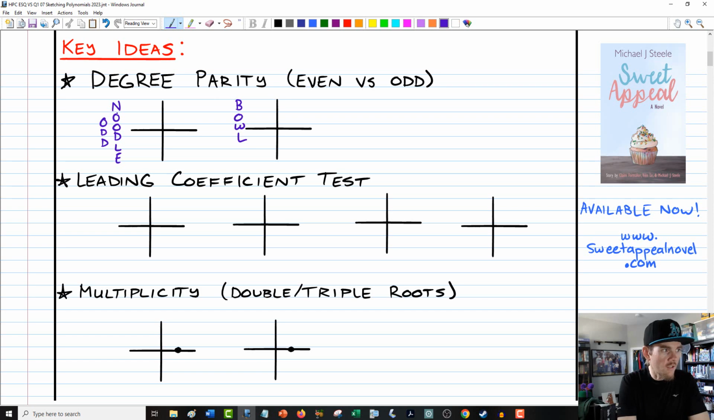And that actually is kind of interesting because noodle and odd look like they're similar. So a noodle starts in one place and ends in the opposite. So a positive noodle will look like that, and a negative noodle would look like that. I'm only going to leave the positive one. We'll talk about positive versus negative in a second. But there's the noodle where we have an even degree, or an odd degree.